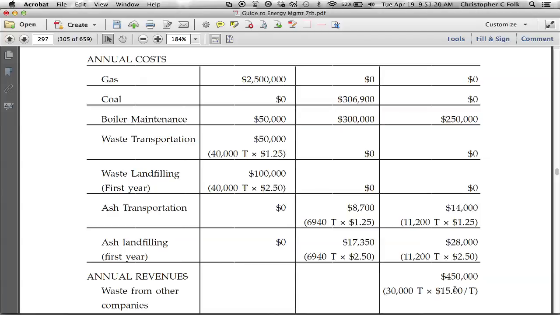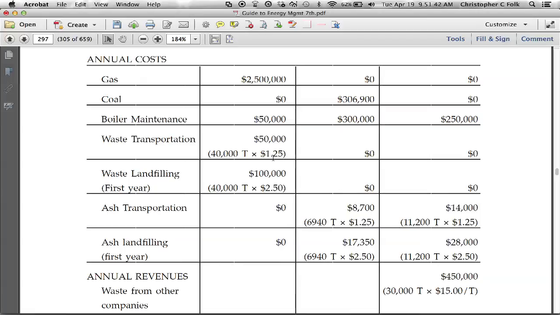That's what this says. But wait a second. Why would they pay me $15 a ton if I was getting rid of it for basically $3.75 a ton? So I don't quite understand how he comes up with these numbers as a revenue and these numbers as a cost.